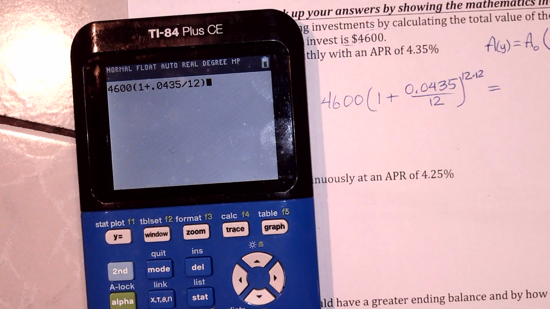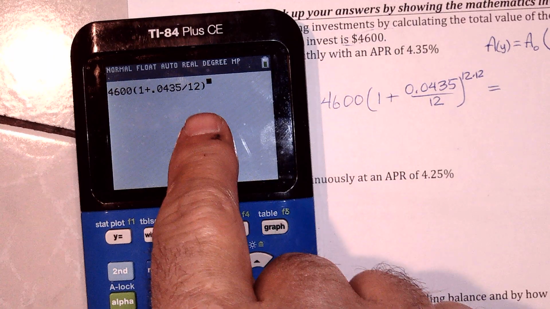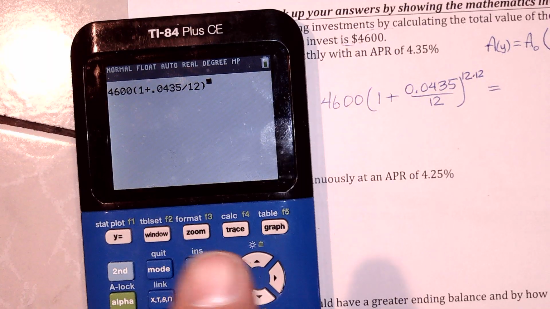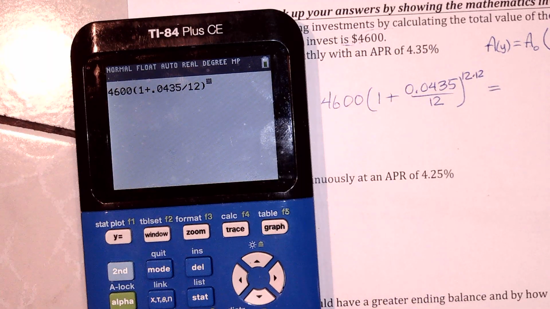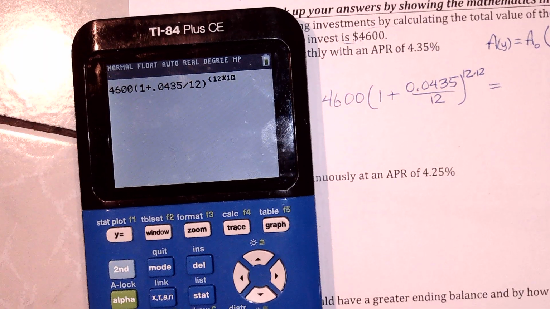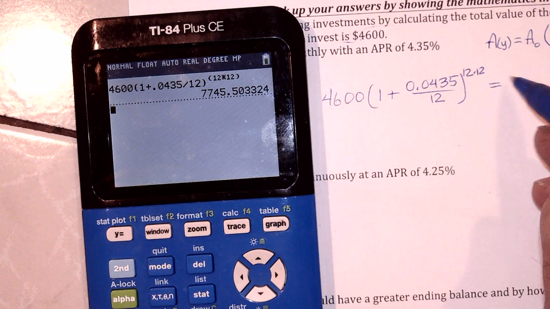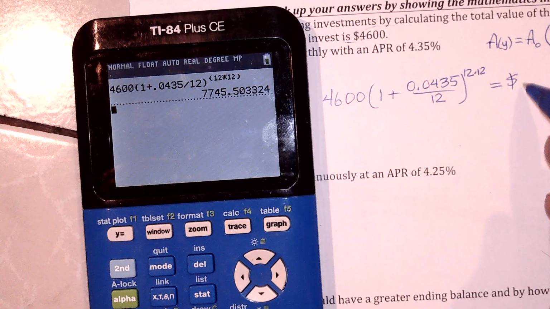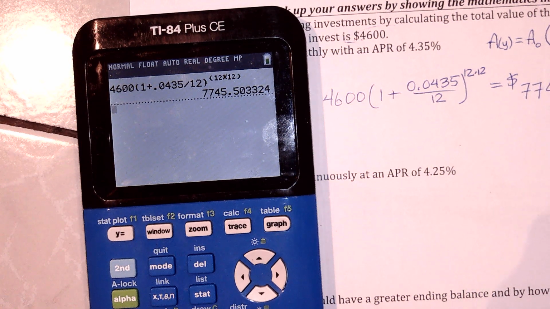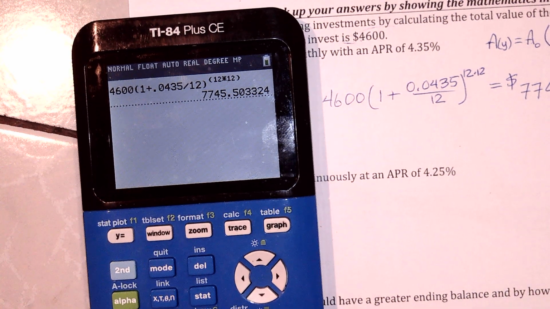Close the parenthesis. Then I've got to take it to an exponent, and on this calculator I don't need parentheses because it's pushed up, but generally you want to put the parentheses on this, so I'm going to go parentheses 12 times 12. And I get that there would be, after 12 years, $7,745.50.